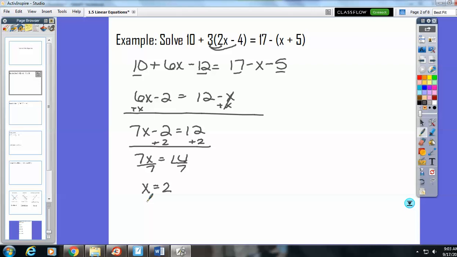Is there a way to check your answers on these? Good. All we have to do is go back and plug it in. Alright. Any questions about that?